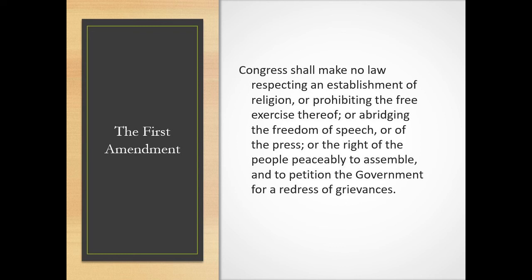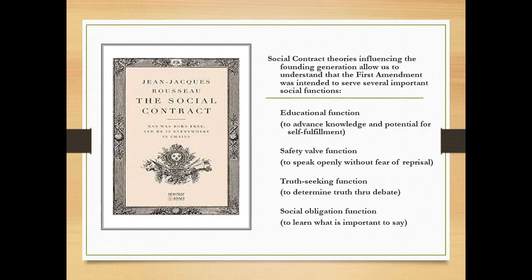So, shall make no law respecting an establishment of religion or prohibiting the free exercise thereof, or abridging the freedom of speech or the press; or the right of the people peaceably to assemble and to petition the government for a redress of grievances. So we're going to tackle this, and we're going to tear it apart and slice it and dice it like nobody's business. But before we do, I want to go back just for a moment to social contract theory. Because remember, the Constitution is the codification of the social contract. It is the written social contract, yes?